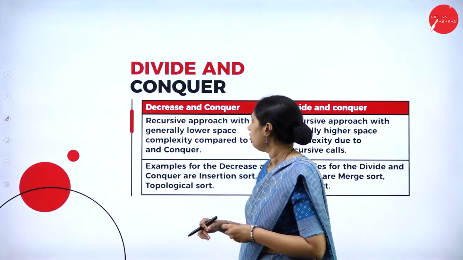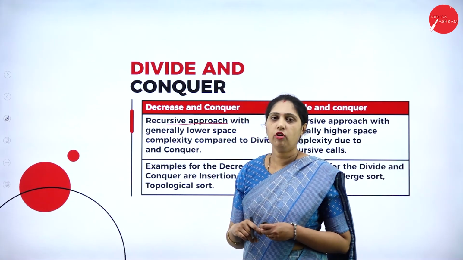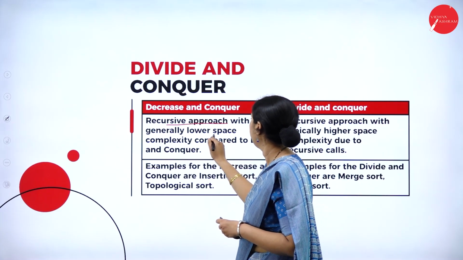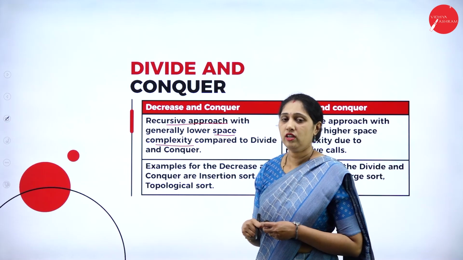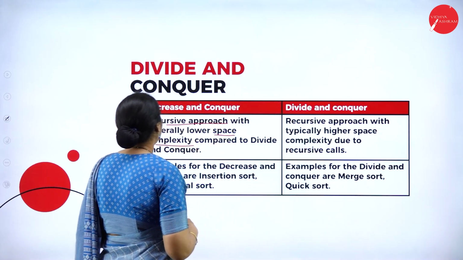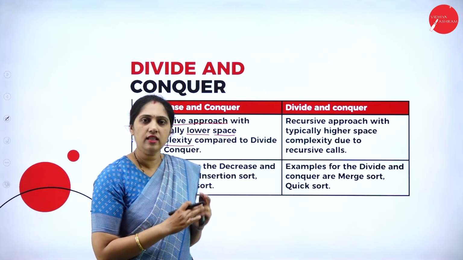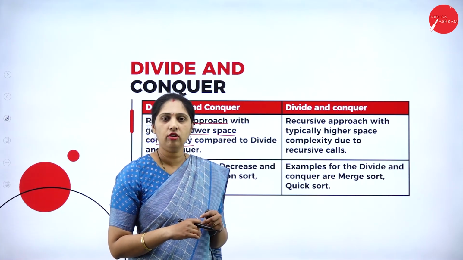Then, in decrease and conquer, the recursive approach is done for what? First we find out the time complexity. Now we have to find the space complexity. What is space? The memory occupied. Here you have one more point. This is lower. Which is lower? It takes less space. Decrease and conquer compared to divide and conquer.